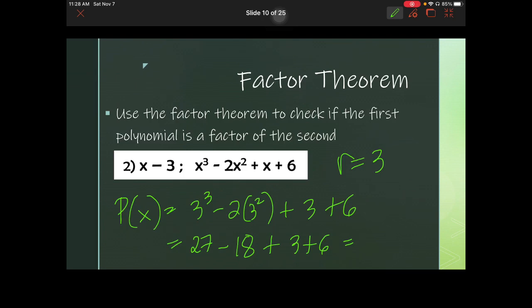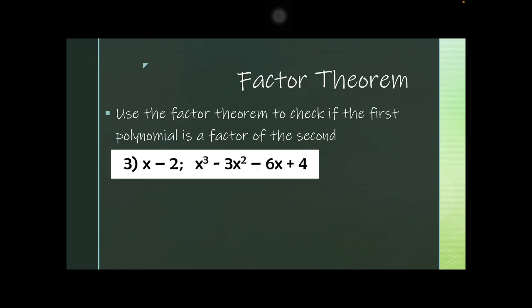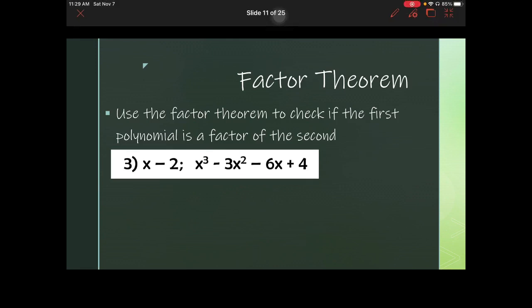Obviously, hindi na naman po siya magiging 0. So, ang gagawin natin, tayo ay magkakaroon ng 18. Therefore, x minus 3 is not a factor of x cubed minus 2x squared plus x plus 6. So, isa na naman pong malaking no. Okay? Let's have one last example for the factor theorem. Use the factor theorem to check if the first polynomial is a factor of the second.